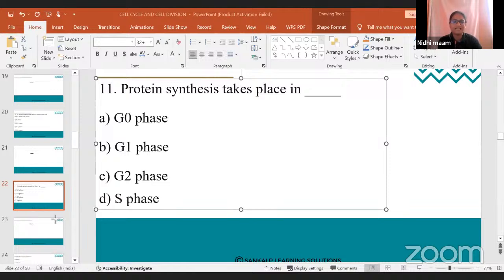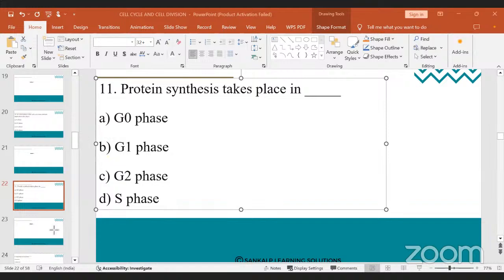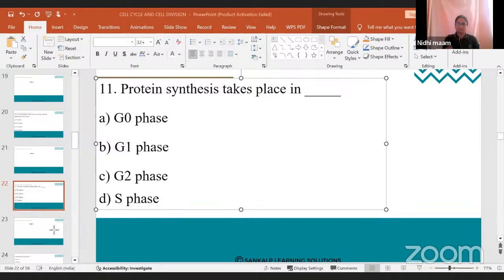Fine, let us check the answer. Protein synthesis takes place in. They asked about synthesis, right? Just a minute. Don't unmute yourself unnecessarily.